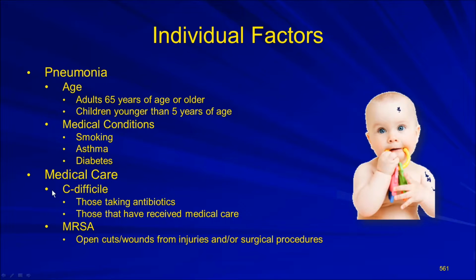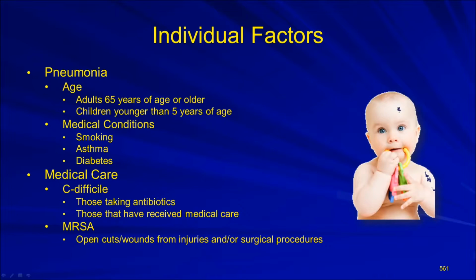If we look at C. difficile, it is a bacteria that can cause severe diarrhea, and it causes about 14,000 deaths a year. Those that are taking antibiotics have increased susceptibility to C. difficile. And when people do not wash their hands, and do not wash the surfaces around them, there's an increased chance that those bacteria will get into the mouths or the eyes of the patients and cause them to become sick. And then those who have received medical care, because if you're sick with one thing, you have a decreased ability to fight off further infection.